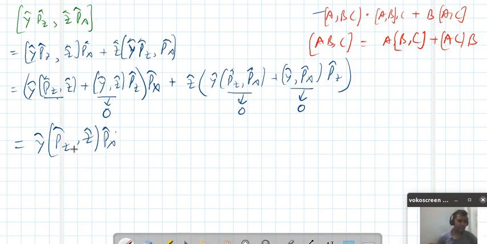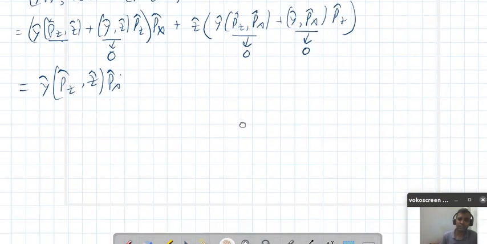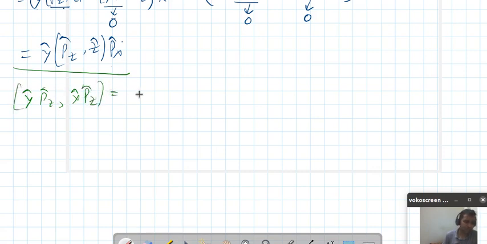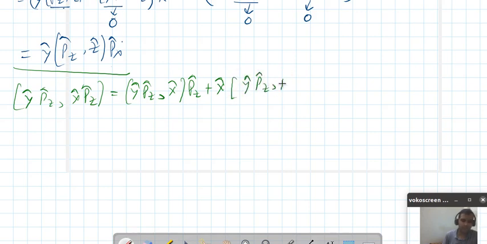And similarly, we can prove the other relations also. So let us go for another term which we are considering: y pz comma x pz. It can be expressed as the commutator of y pz comma x, into pz plus x. Then I can write y pz comma pz.